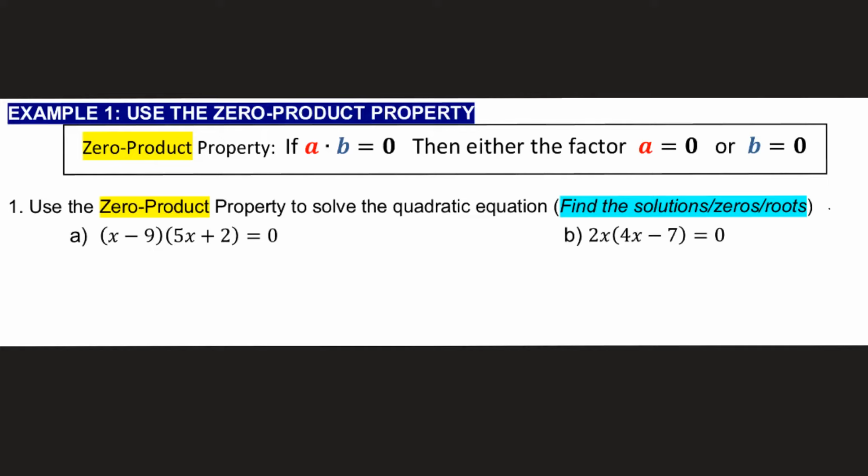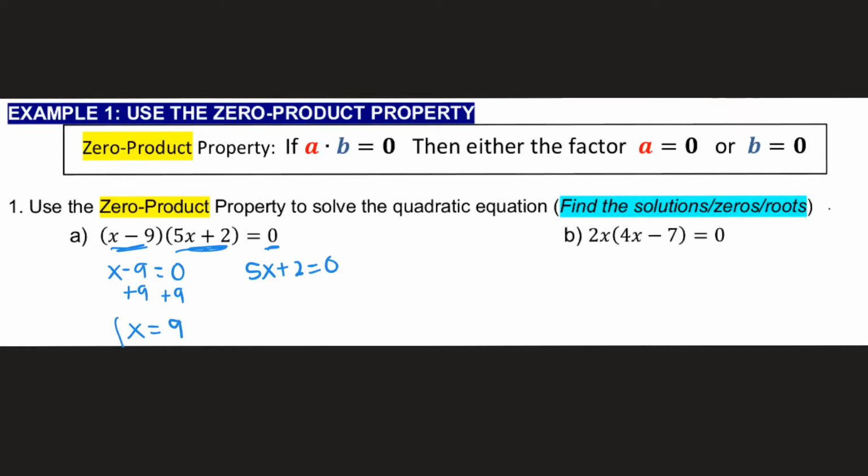So the zero product property says that if we have something times another something, one of those somethings has to be 0 if it equals 0. So the way we do this is set both of them equal to 0. You get x minus 9 equals 0 and 5x plus 2 equals 0. So two different problems here, and then just solve for x. So in this one, I'm going to add 9 on either side, and I get x equals 9.